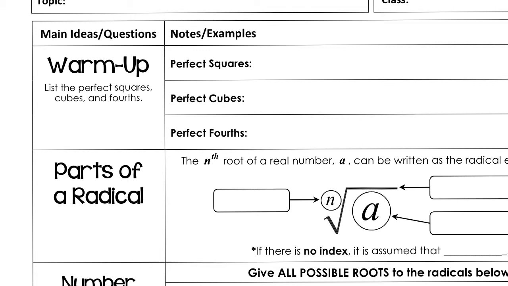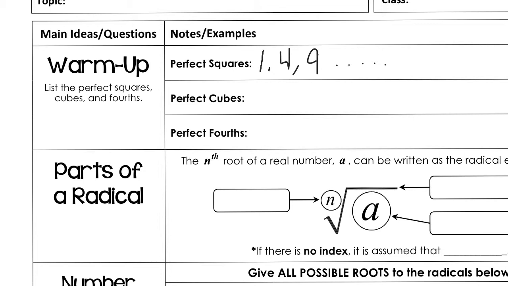Okay guys, let's take a look at these notes. So the first thing it asks us to do is fill out perfect squares, perfect cubes, and perfect fourths. And perfect squares we should be pretty familiar with. I'm just going to write some of them. 1, 4, 9, right? 1 squared, 2 squared, 3 squared. You could keep going. On your notes you should keep going. Try to get at least the first 10, okay?